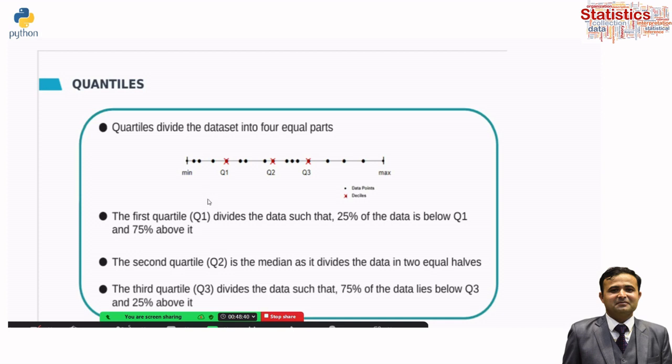The first quantile Q1 divides the data such that 25% of data is below this one and 75% data above it. The second quantile Q2 is the median, as it divides the data in two equal halves. Obviously both sides equal. And when we are talking about the third quantile Q3, it divides the data such that 75% of data lies below Q3 and 25% of data is just the reverse of the Q1.